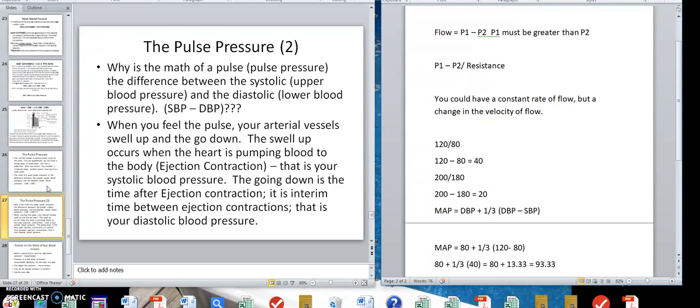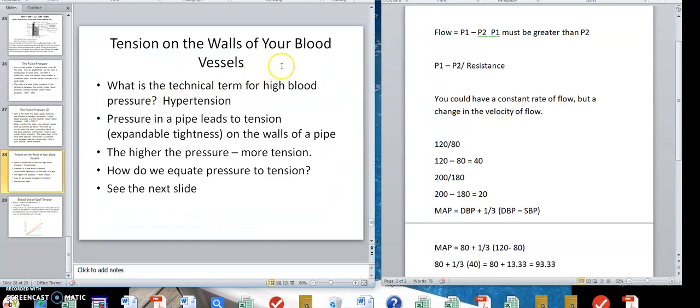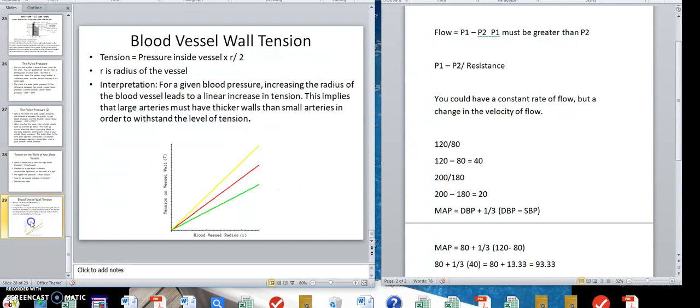All right, let's go a little further. The last subject in the formulas is tension on the wall of your blood vessels. Let's do that. What is the technical term for high blood pressure? Hypertension. Pressure in a pipe leads to tension, expandable tightness on the walls of a pipe. The higher the pressure, the more tension. How do we equate pressure to tension? Let's look at the next slide.